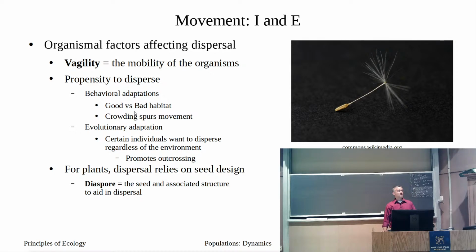And then you have pre-saturation dispersal, where we're still in a good habitat, still very good habitat, we're not crowded, yet we still have individuals that desire to move. That's our evolutionary adaptation. And I'll point those out when we talk about population regulation mechanisms.